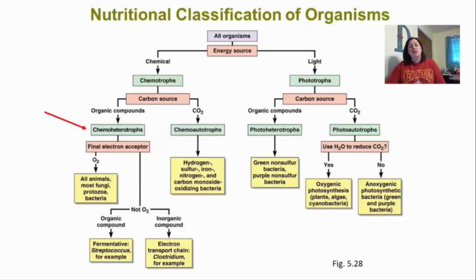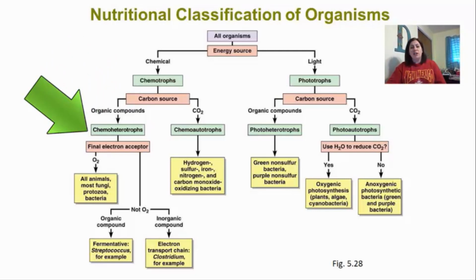So guys, if you look here, this is just showing you the nutritional classification of organisms. It shows the energy source, whether it's chemical or light. So you have your chemotrophs, you have your phototrophs. With the chemotrophs, we see that there's the carbon source. The carbon source is going to either come from organic compounds or CO2. So you have the chemoheterotrophs, and you also have the chemoautotrophs. The chemoheterotrophs are the area we're going to focus mostly on, because this is going to contain the bacteria, the animals, the fungi, the protozoa that we're looking at here in microbiology.